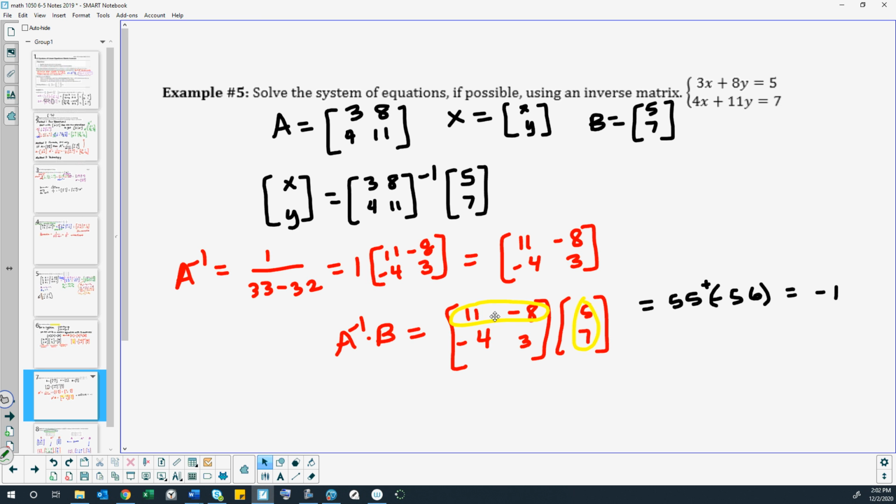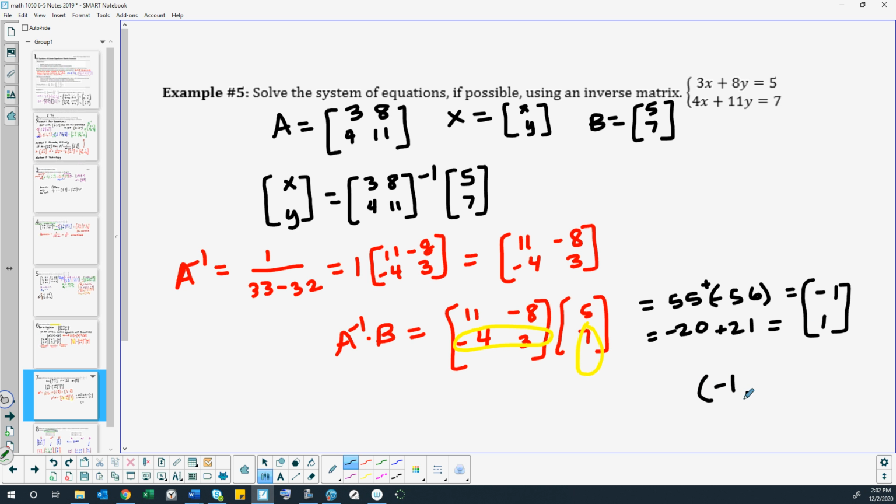And then moving this down to here, we only have the one column, so that part isn't going to change. You get the idea. So we have negative 4 times 5 is negative 20, and 3 times 7 is positive 21. So that gives us positive 1. So this is our answer matrix, which means our answer is x equals negative 1, y equals 1. There's our ordered pair with our solution to our system of equations.